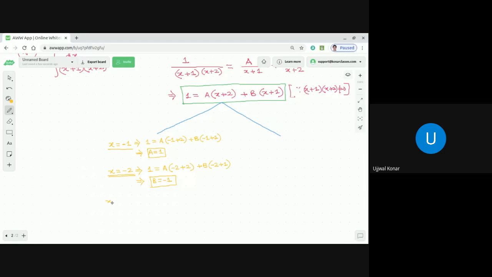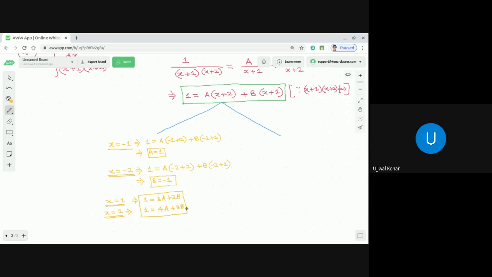Now let's apply x is equal to 1. If we apply x is equal to 1, what are we going to get? The left-hand side is 1, and the right-hand side is a into 3, that is 3a plus 2b. Correct or not? Yes, 3a plus 2b. And now let's take another value, x is equal to 2, for example. What are we going to get? We are going to get 1 is equal to 4a plus 3b. These two are a pair of linear equations.